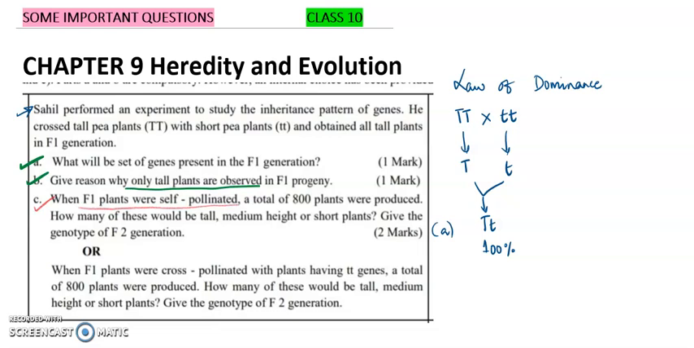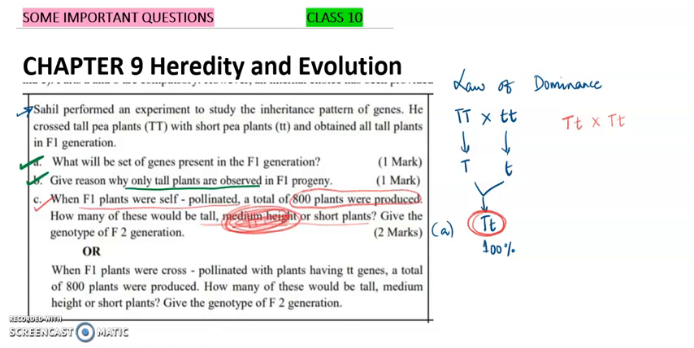When they are talking about self-pollination, that means this is the F1. So you'll be writing capital T, small t, and you'll be multiplying it by capital T, small t, right? They are saying that 800 plants were obtained. How many of these will be tall, medium height and short plants? Remember, we are not taking incomplete dominance into consideration. This is just to confuse you. It will not be there in your answer. We will not receive any plant like that, right?